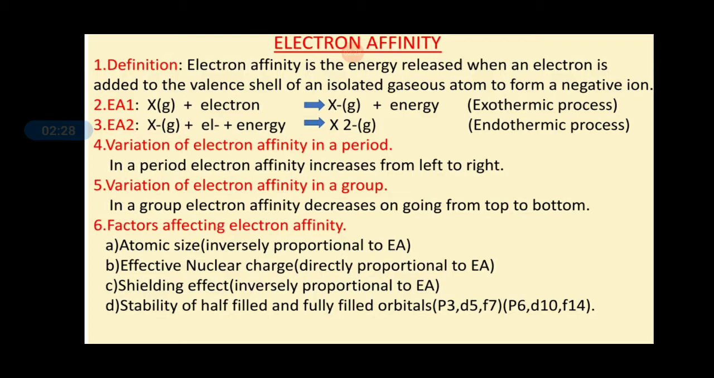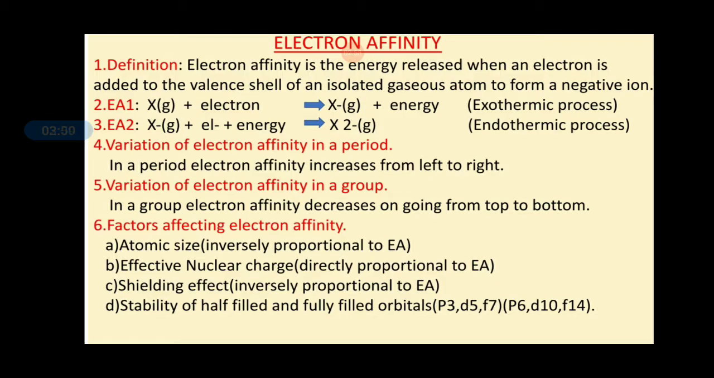Then the sixth point is factors affecting electron affinity. The first factor is atomic size. Atomic size is inversely proportional to electron affinity. In a small atom, the electrons are strongly held, while in a large atom, the electrons are less strongly held by the nucleus. Therefore, electron affinity decreases as the size of the atom increases.